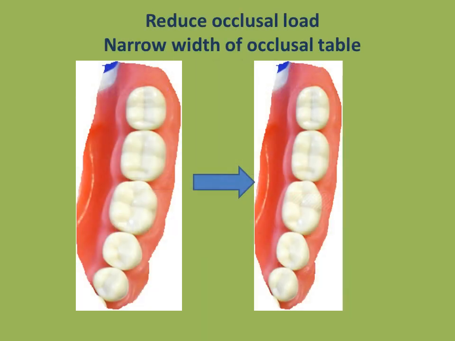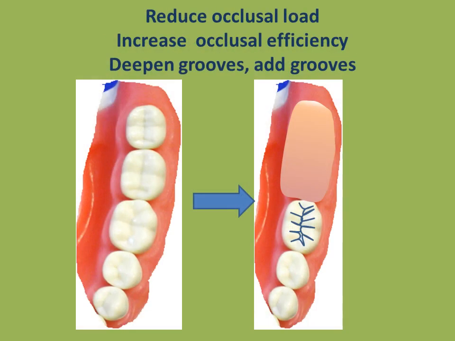We can reduce the width of the occlusal table. And finally, we can increase occlusal efficiency by adding grooves and a more anatomic tooth form. Care is needed not to introduce occlusal interferences.